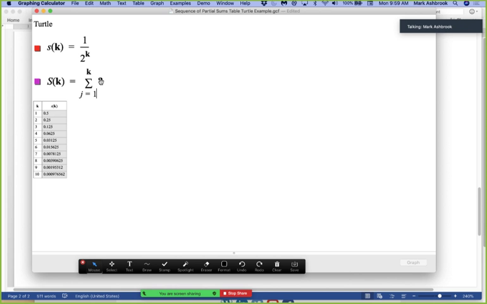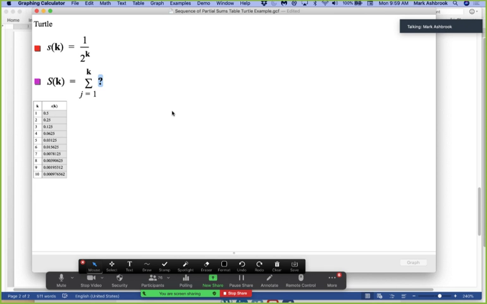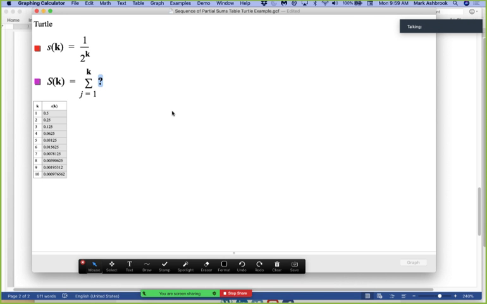So what am I going to put here? S of k, which is like the 1 over 2 to the k. Okay, do I want to put s of k?